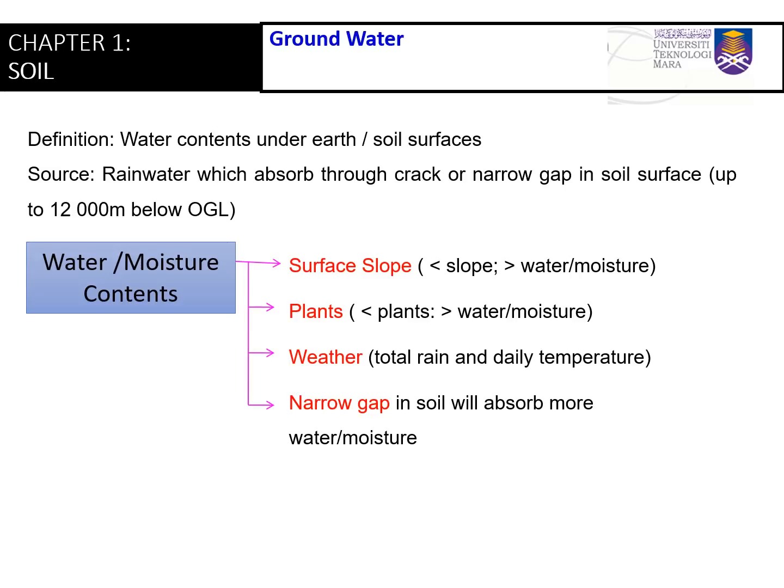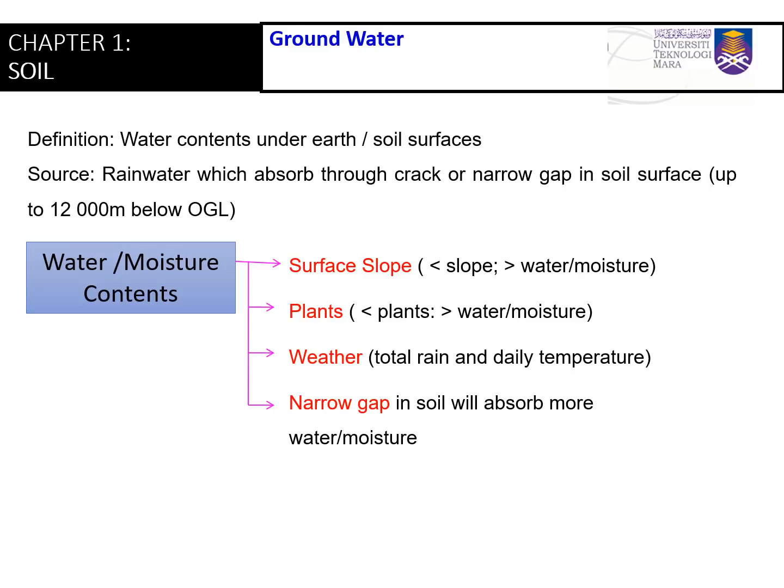So the lesser the slope, the more water moisture, because if you have slope, then the rainwater or surface water will just flow through that slope and go somewhere else. So that surface wouldn't contain that much water, as compared to flat land. If your land is flat, then the water tends to stay on that flat land, and the soil will absorb more water. So the lesser the slope, the more water or moisture.